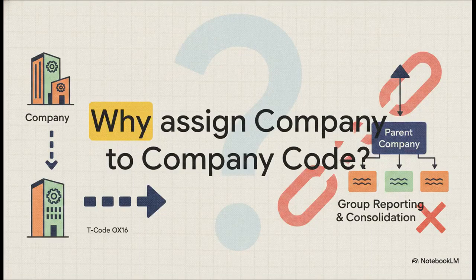Now, you might be wondering, why must we explicitly assign the company to the company code in the system? Well, the source material points out that if we miss this vital step, which, by the way, is configured using T-code OX16, group reporting and consolidation simply cannot happen. The system literally wouldn't know how the regional financial data naturally flows up to the parent company.